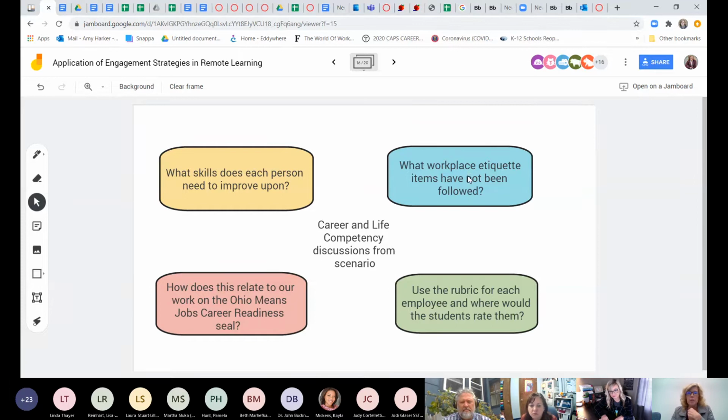And then other questions could be, what workplace etiquette items have not been followed? How does it relate to the work you've been doing with the Ohio Means Readiness Seal? And then you could use the rubric for each of them. So where would you put Monica on that rubric? Where would you put Jose? And then they can reflect a little differently based on the situation.